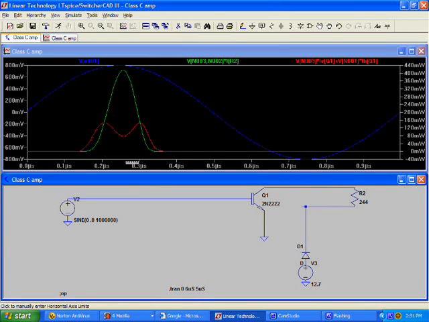So anyway, that's I think a little interesting demonstration of what happens to Class C amp efficiency when you do drive the amplifier into saturation or change the load in such a way that it will go into saturation. And I also hope it's a good illustration of the usefulness and power of LTSpice.